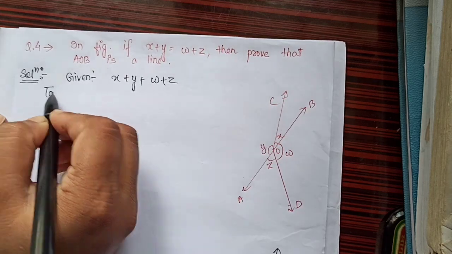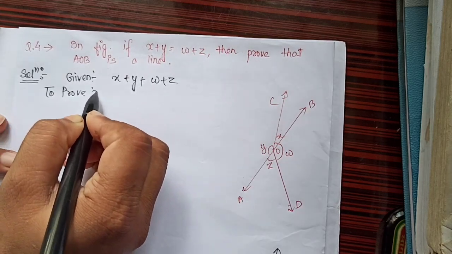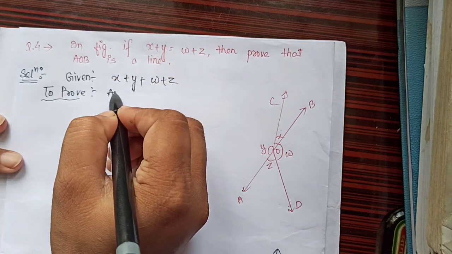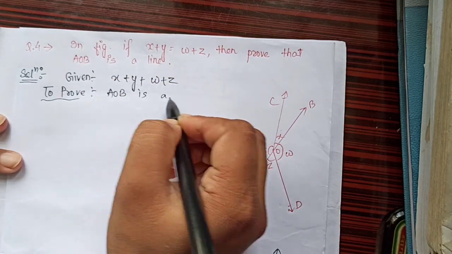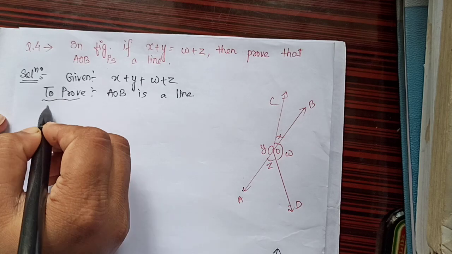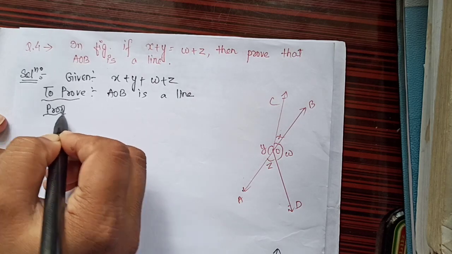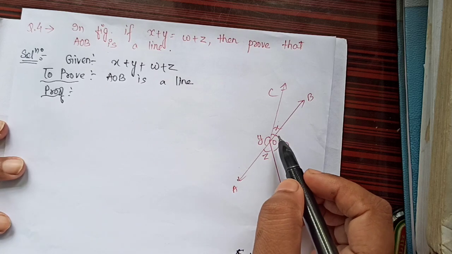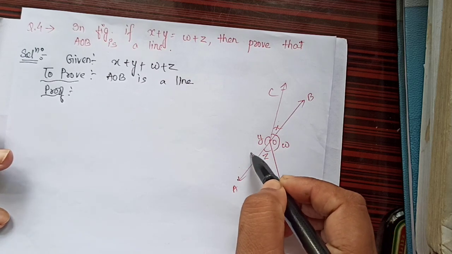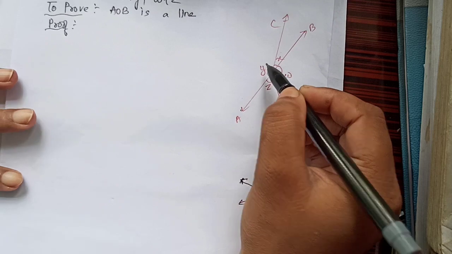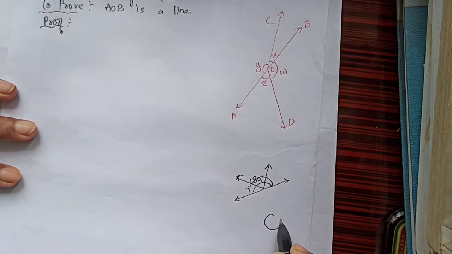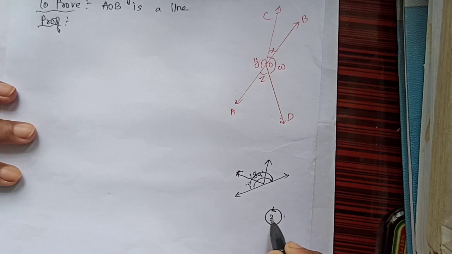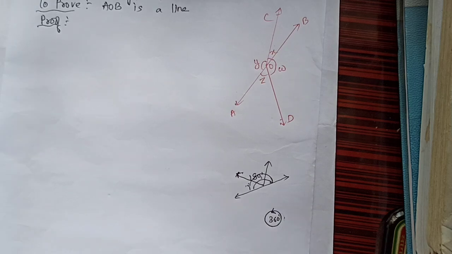Now what we have to prove here? To prove: AOB is a line. Okay, now let's come to the proof part. Now we can see here that if we add all these angles, it will be equal to 360 degrees. You should know this: if we take the whole angle around a point, then it should always be equal to 360 degrees. How is it 360 degrees?